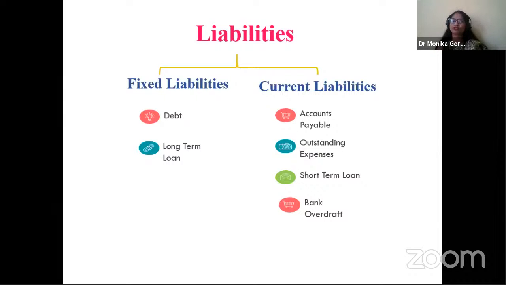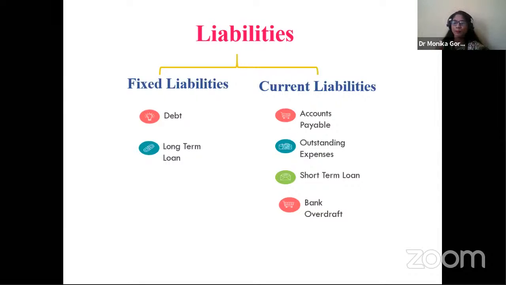Long-term loans also: if the amount of long-term loans is high, the interest is going to be high, and at the end of the day there is a negative impact on your profits, because you are going to pay more interest, and whatever is left after paying the interest, the profits will be less.